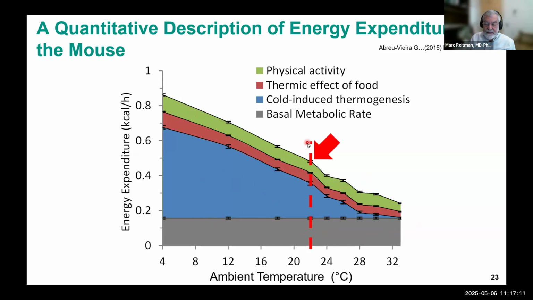Since we have typically studied mice at 22 degrees, you see that about a third of energy expenditure by a singly housed mouse at 22 degrees is devoted to cold-induced thermogenesis. What's important to recognize is that at steady state, energy expenditure is the same as energy intake, or food intake. So a third of food intake in a singly housed mouse at 22 is being burned just to stay warm.